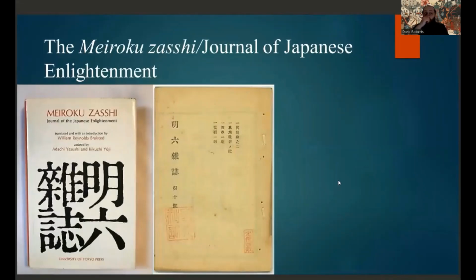You also begin to see the translation of Western textbooks and books and literature, as well as the production of native Japanese literature. But you also begin to see the production of journals and pamphlets by the Japanese Empire, such as the Meiroku Zasshi, apologies for butchering that, or the Journal of Japanese Enlightenment that you see here.